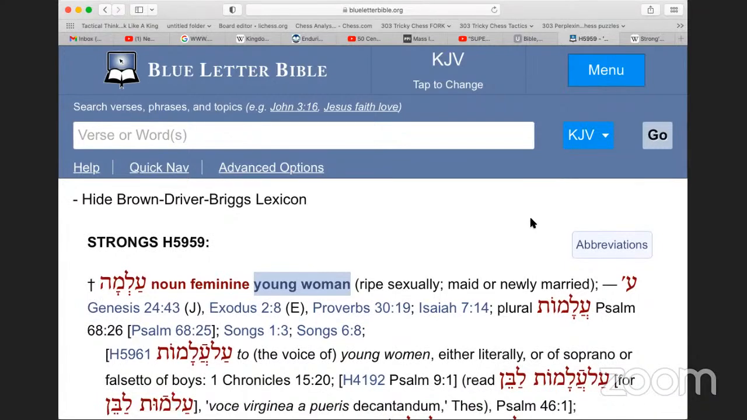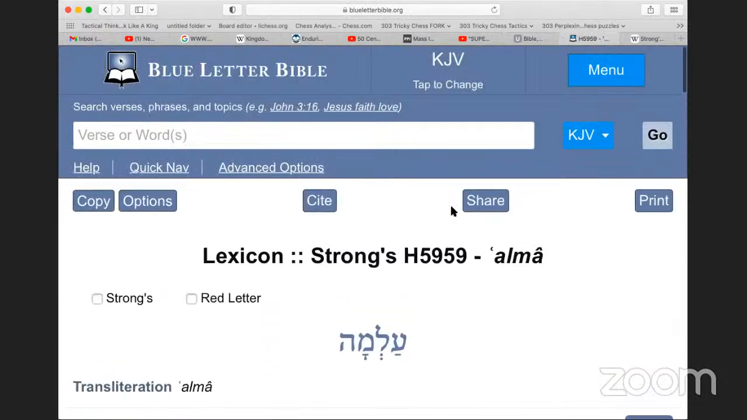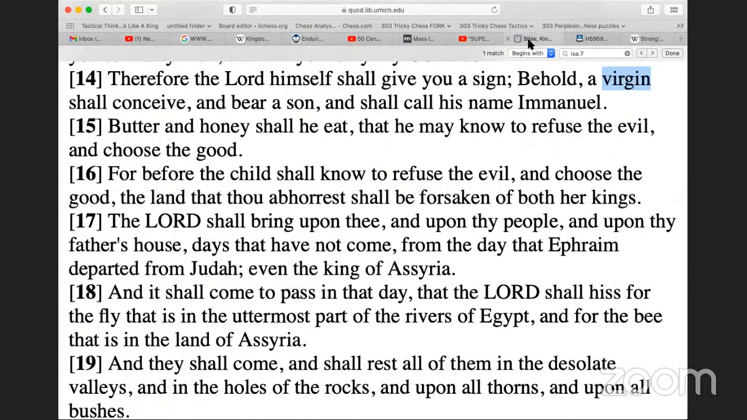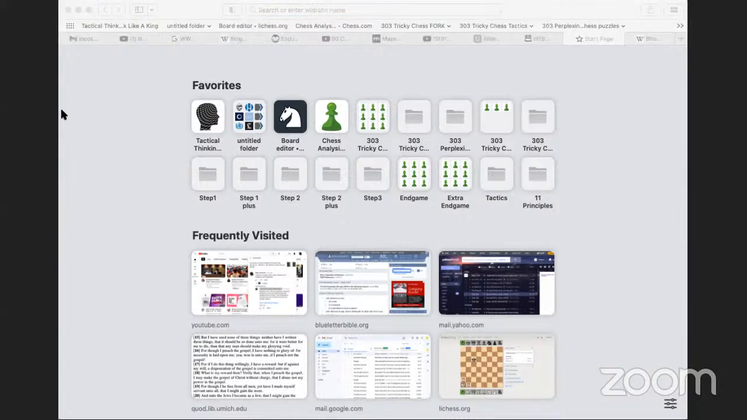Why is that important? Because the argument against this word virgin in English, when the Hebrew says this, the Hebrew uses alma, which is Strong's H5959. So the argument is alma is used in the prophecy, but when Matthew went to quote this prophecy, the argument is he did not use a Greek synonym for alma, or what the Greeks felt the Hebrews were trying to explain when they say alma. So give me a second, let me see something.